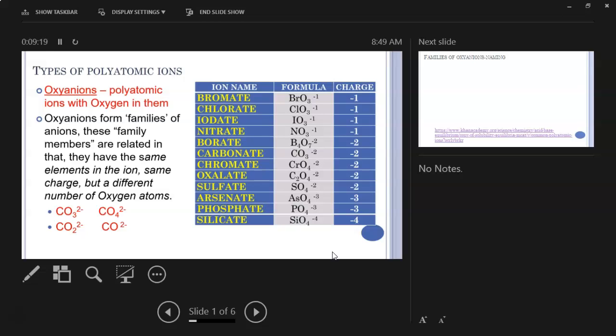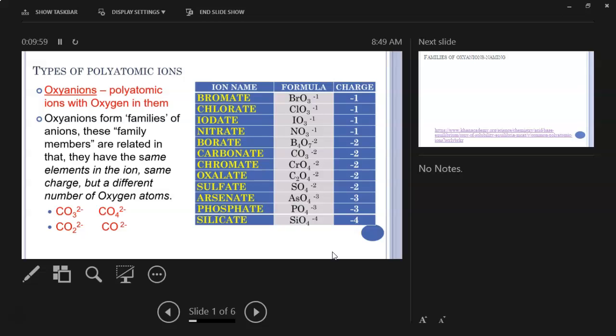So if I had 2 less oxygens in my formula from the original version, I'm going to add the prefix hypo, drop the -ate, and make it -ite to come up with the name of my next family member. So how am I going to name SO2 2-? Perfect. Hypo, sulfite. Excellent. So 1 less gets -ite, 2 less gets hypo-ite. Okay, we only have 1 more.